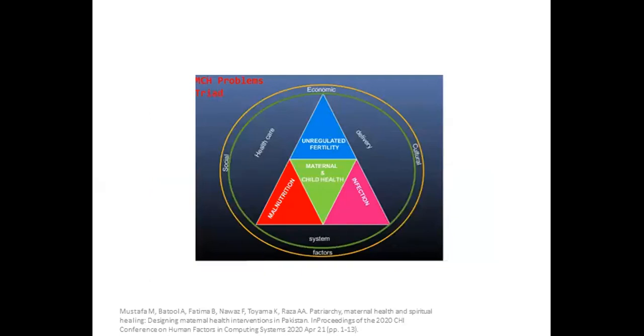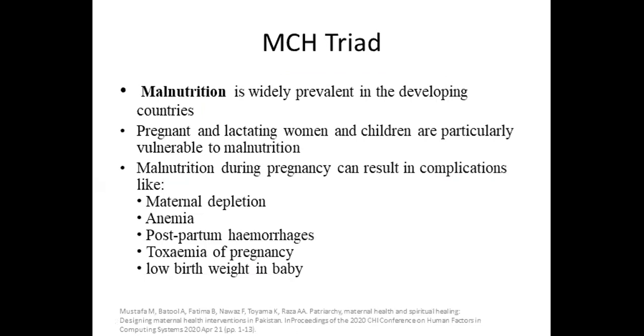Therefore, the MCH problem triad is malnutrition, infection, and unregulated fertility, which is also known as the maternal and child health problems triad. It is most important and common, and it is also affected by the healthcare delivery system, which is further affected by economic, cultural, and social factors. Malnutrition, one part of the triad, is widely prevalent in developing countries. Pregnant and lactating women and children are particularly vulnerable to malnutrition. Malnutrition during pregnancy can result in complications in the mother, like maternal depletion, maternal anemia, postpartum hemorrhage, toxemia of pregnancy, or low birth weight in the baby.